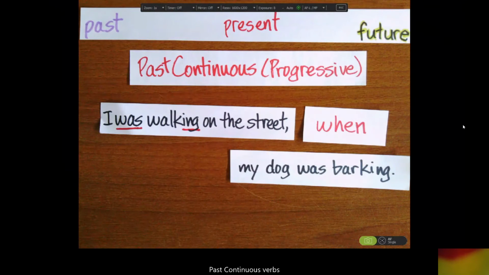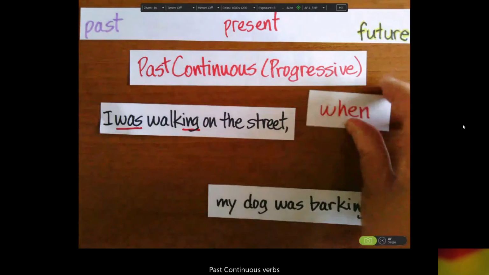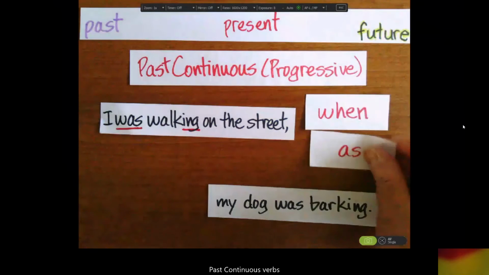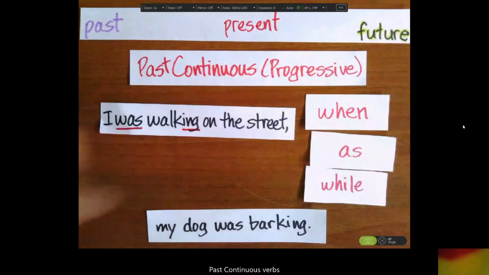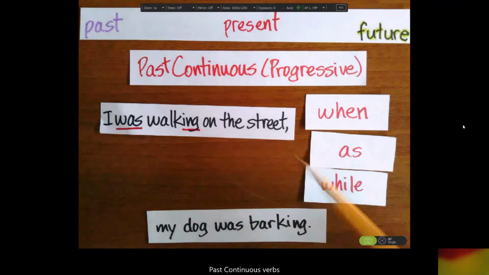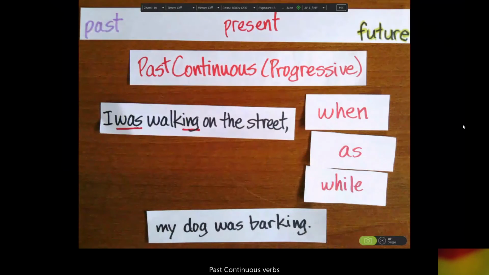So that will work. Or you can use other words such as, or while. All of those work. So the clue is to look for some sort of connecting word. It's not limited to that. There might be other connecting words, but these are some of the common ones that will put two situations in the past together happening at the same time.